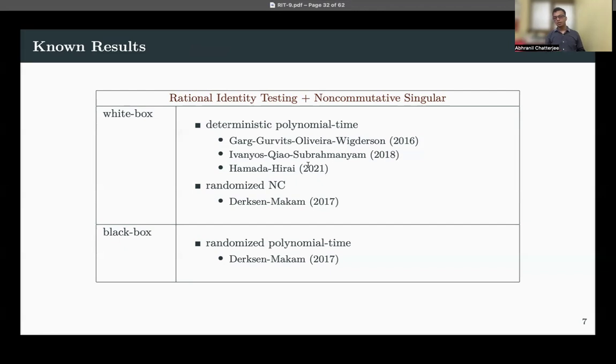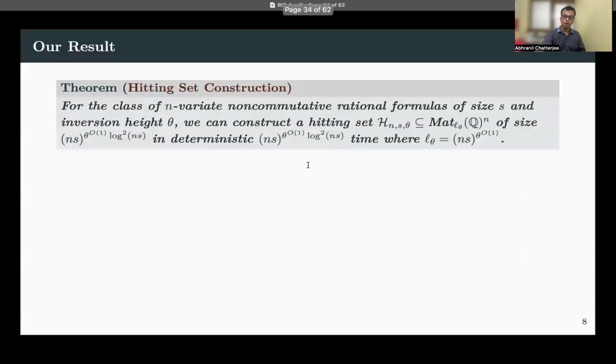Whereas in the black box case, we can do a randomized polynomial time algorithm. This was known as the best one for the general rational formula, and follows from the same paper of Derksen and Makam. One should note that all these results also hold for non-commutative singularity. Okay. So now we are ready to present our result.